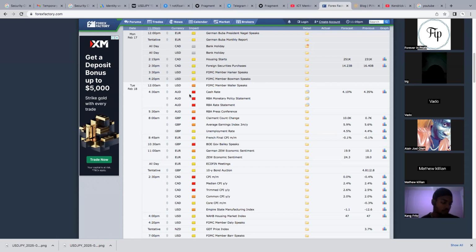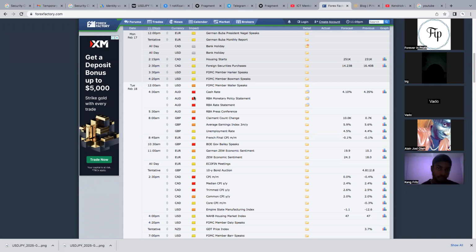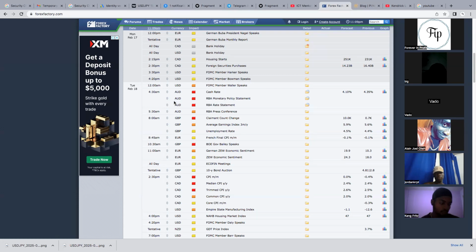At 4:30 a.m. we'll have AUD news, which means any AUD pair, AUD USD, AUD JPY, AUD CAD, any pair that's correlated with AUD will be affected because of this red folder. And we have 3 red folders in a row at 4:30, which means this is the high impact news. The volatility on this day will be enormous at this time. So this is my time, actually. This is Cameroon, this is West African time.